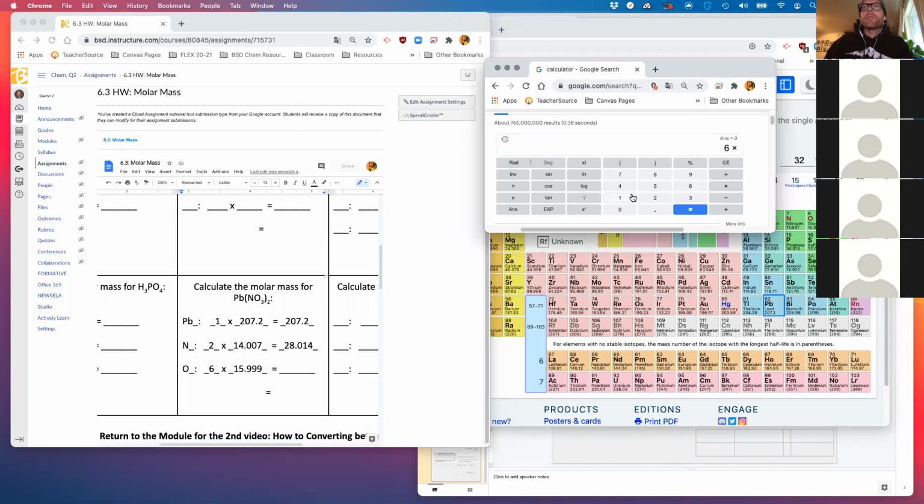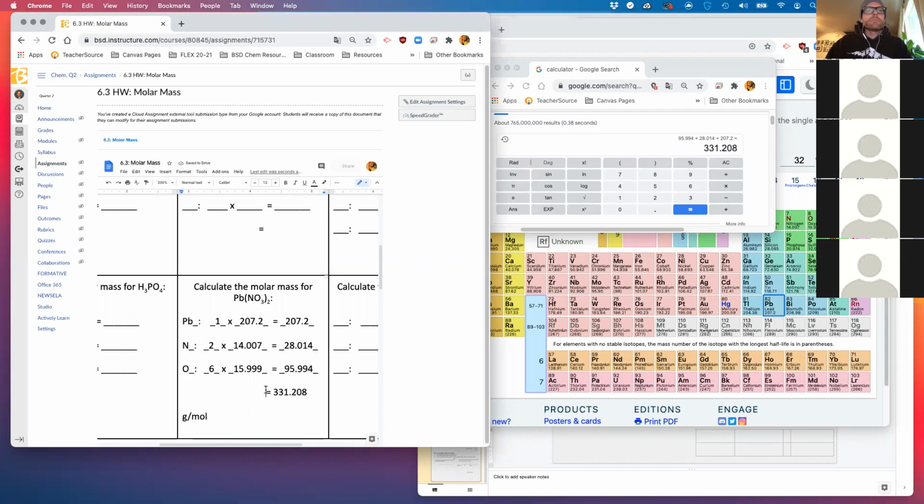6 times 15.999, 95.994, and then I'm going to add it to these other ones. So I'm going to say plus 28.014 plus 207.2 equals, and my final answer is 331.208 grams per mole. That is it.